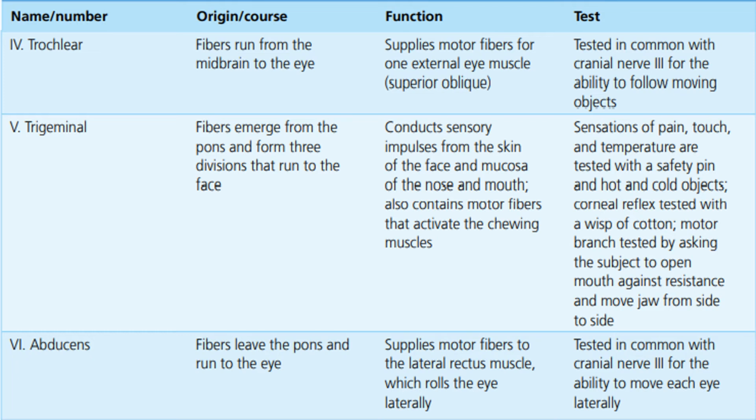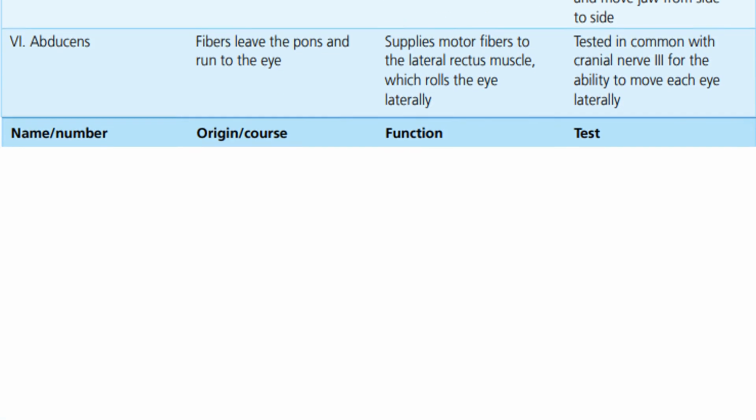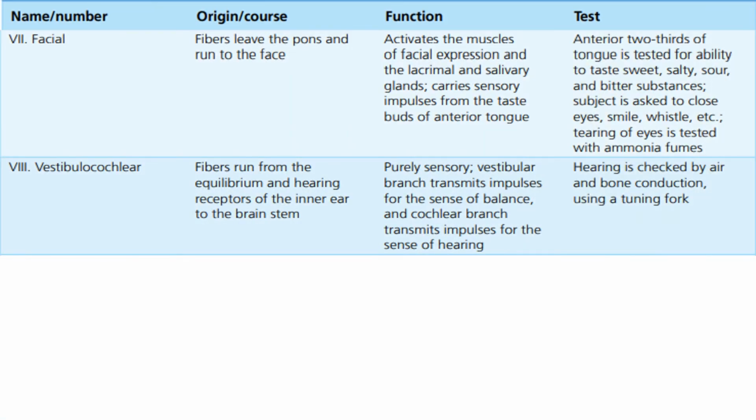Number 6 is the abducens. Fibers leave the pons and run to the eye, supplying motor fibers to the lateral rectus muscle, which rolls the eye laterally. Number 7 is the facial nerve. Fibers leave the pons and run to the face, activating the muscles of facial expression and the lacrimal and salivary glands, and carrying sensory impulses from the taste buds of the anterior tongue.